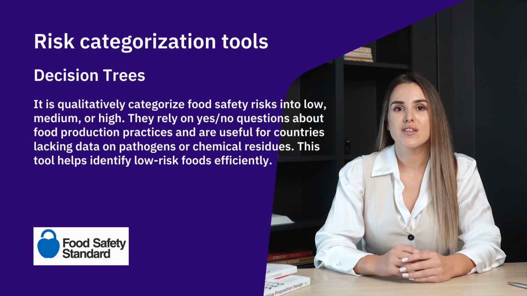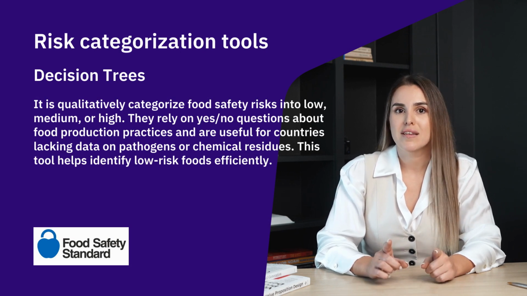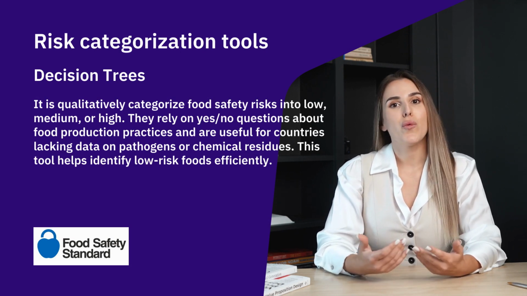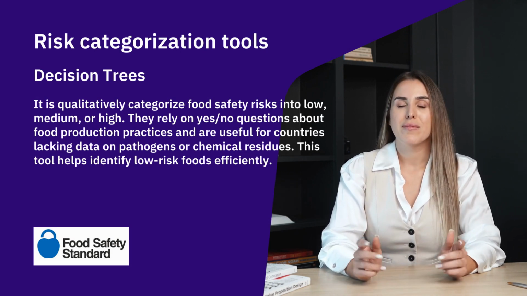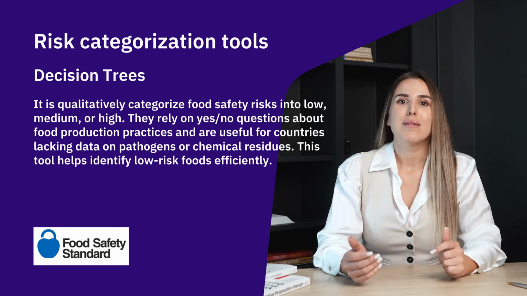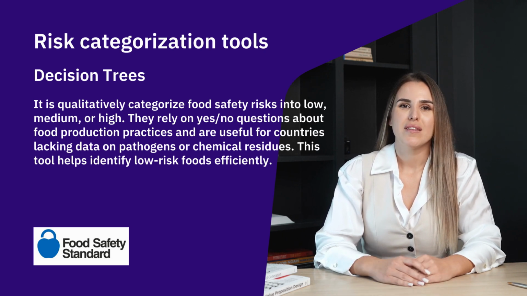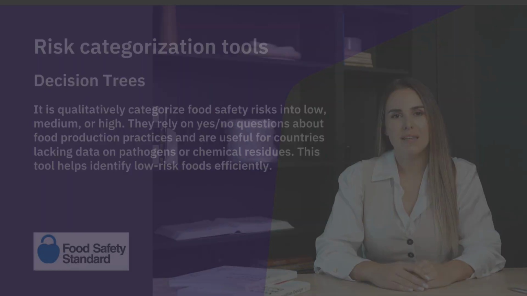Risk categorization tools, decision trees. They qualitatively categorize food safety risks into low, medium, or high. They rely on yes-no questions about food production practices and are useful for countries lacking data on pathogens or chemical residues. This tool helps identify low-risk foods efficiently.